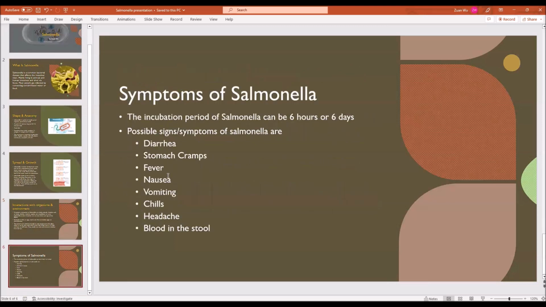So what are the symptoms of salmonella? Usually the incubation period can be 6 hours or all the way up to 6 days, so you never know. Possible signs and symptoms are diarrhea, stomach cramps, fever, nausea, vomiting, chills, headache, and lastly, blood in the stool, which is not fun.